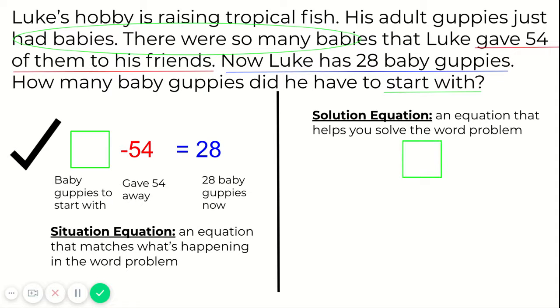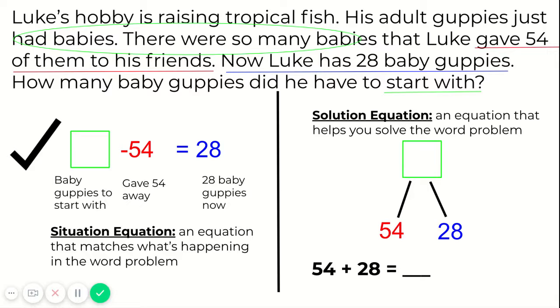So at the top of my mountain is that amount of guppies that I don't know, because the biggest amount of guppies was at the start of the problem before Luke starts to give baby guppies away. My partners are going to be the 54 guppies that he gave away and the 28 guppies that he had left. So the way I would solve this problem, the plan I would make, is to add the partners together to find the total amount of guppies that Luke had at the beginning of the word problem.